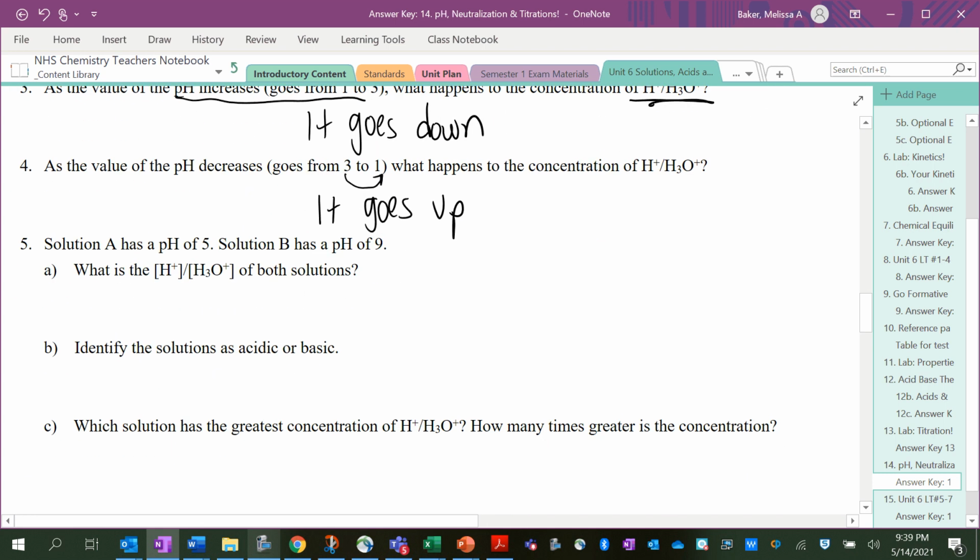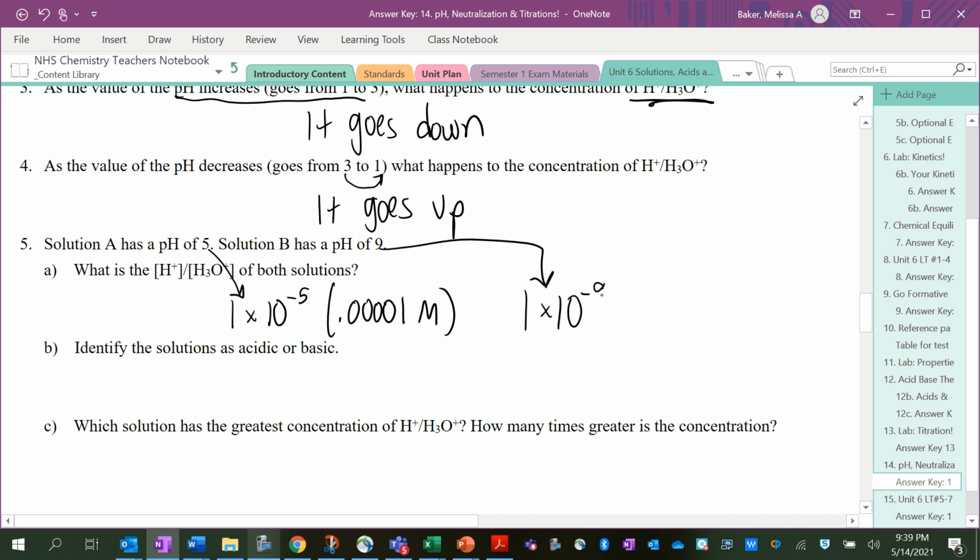Okay, solution A has a pH of 5, solution B has a pH of 9. What is the hydrogen ion concentration of each? Well, it's 1 times 10 to the minus 5th, or 0.00001 for the pH of 5. And for the pH of 9, it's 1 times 10 to the minus 9th, which is the same as 0.000000001.